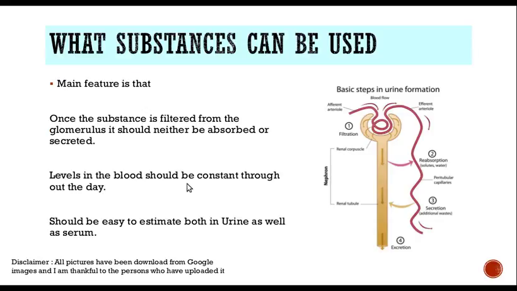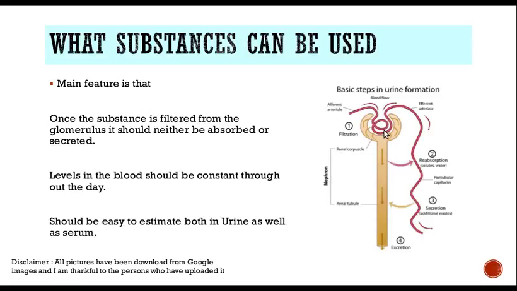Right. Now, what are the substances that can be used? When I use a substance for doing a clearance study, I need to be sure the substance fulfills the following criteria. 1. It should be filtered by the glomerulus. Proteins do not get filtered by the glomerulus, so there's no point in doing a clearance test using proteins.